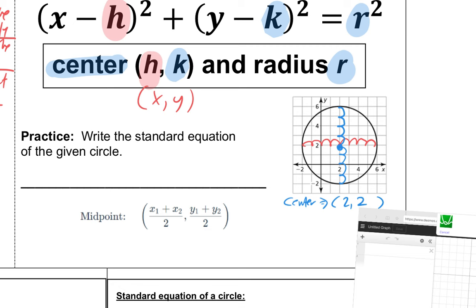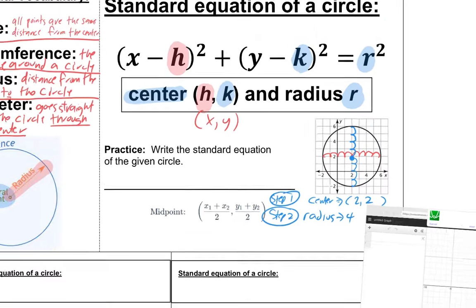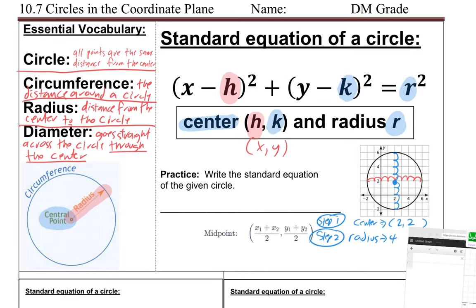So the radius, we said, was from the center out to the circle. So how many units was that? 1, 2, 3, 4. So we're going to say the radius is 4. Okay, so now that we have that information, the first step is to find the center. Step 2 is find the radius, and then step 3 is to write the equation.